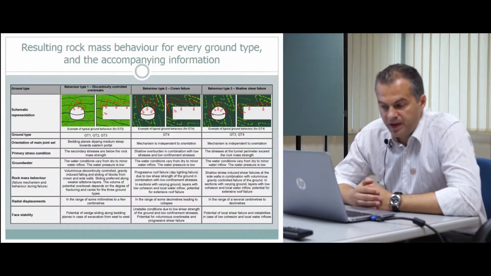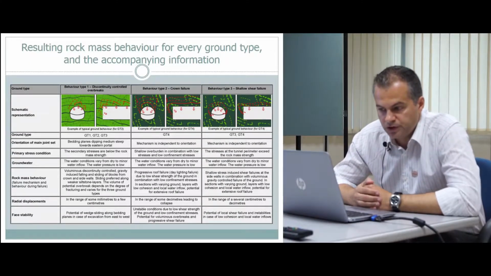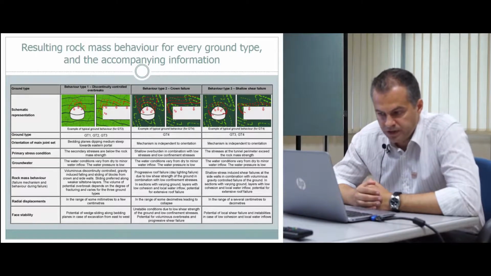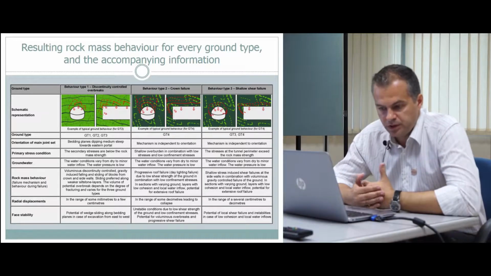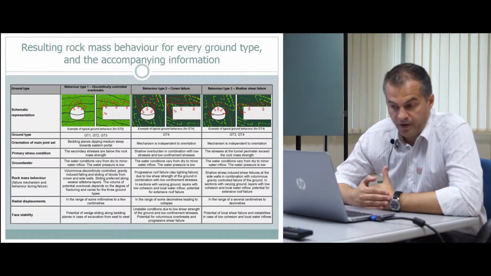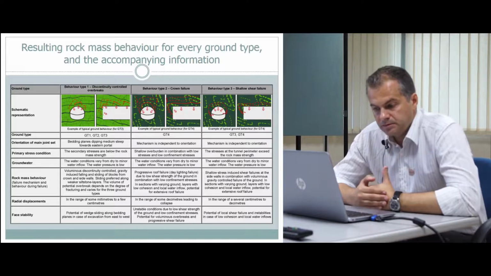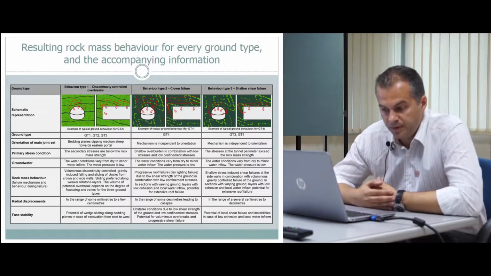So in the first behavior type 1, where we have this discontinuity controlled overbreaks, the bedding planes dipping medium steep towards the eastern portal are very crucial. And then the next one, the orientation of the main joint sets are independent to the orientation. The primary stress conditions, how they are related to these behavior types: the secondary stresses are below the rock mass strength in the first behavior type.